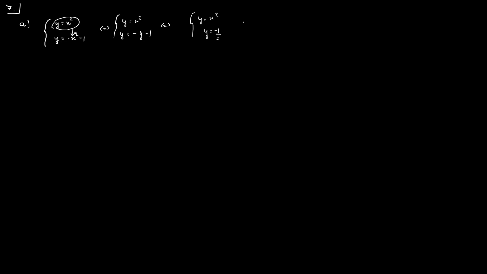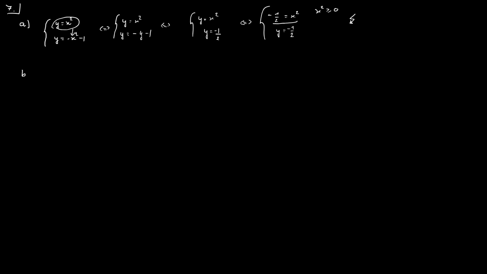Let's see if we can find a corresponding x solution. So we find minus 1 over 2 is equal to x squared, and y is equal to minus 1 over 2. And this, as you should know by now, squares within the real numbers can only give you positive numbers. So x squared is always greater than or equal to 0. So that means within R, there is no solution. Okay, so that for A.